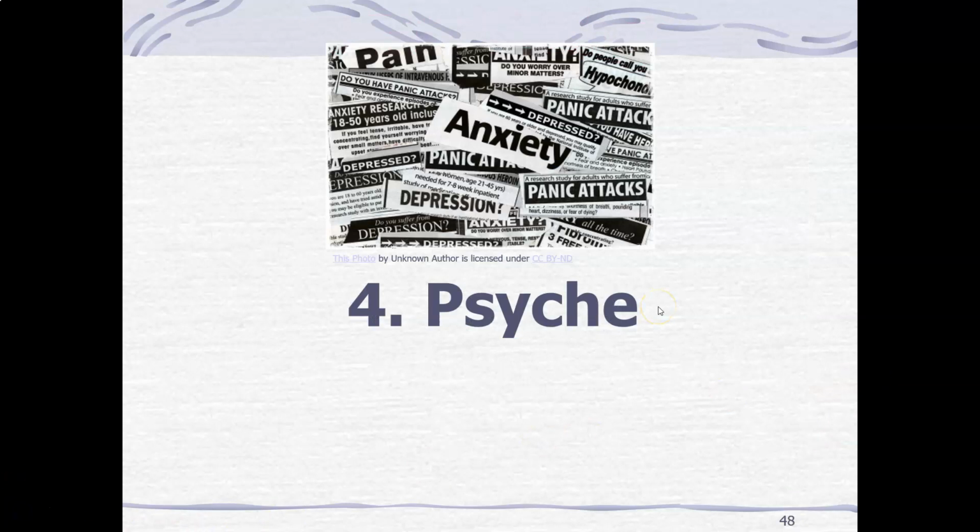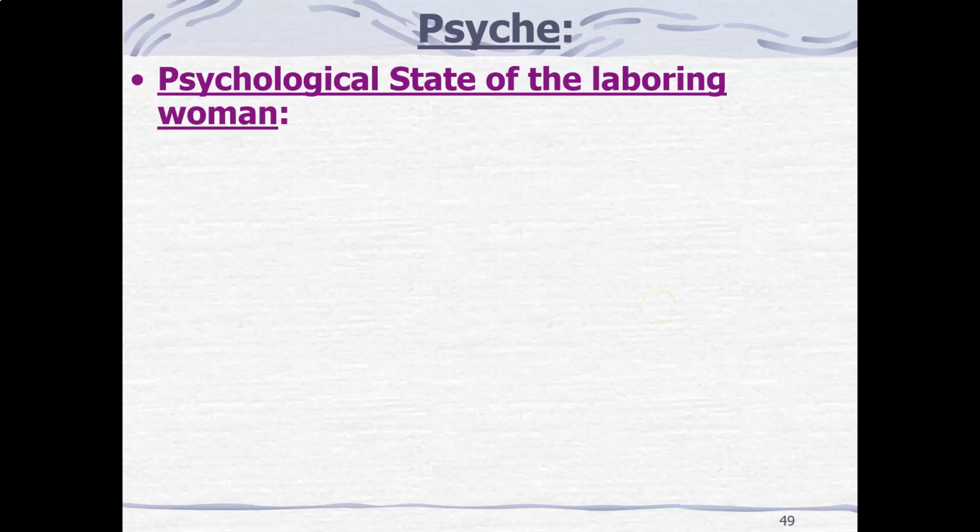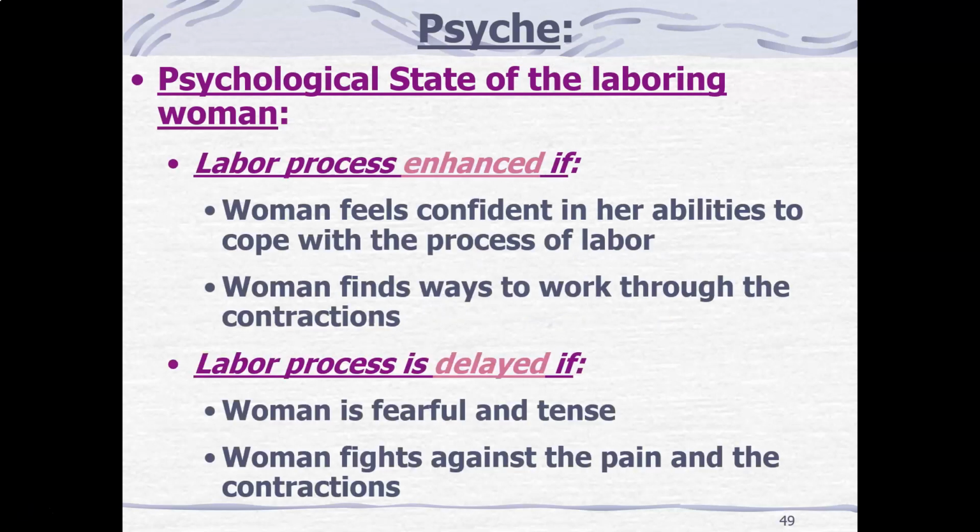The psyche. This is the psychological state of the laboring woman. The labor process can be enhanced or delayed. It can be enhanced if the woman feels confident in her abilities to cope with the process of labor, and if the woman finds ways to work through the contractions. It's delayed if the woman is fearful and tense, if the woman fights against the pain and the contractions.